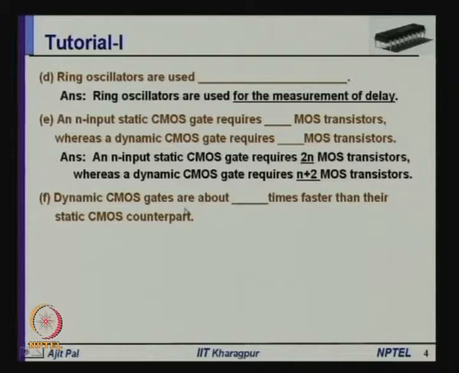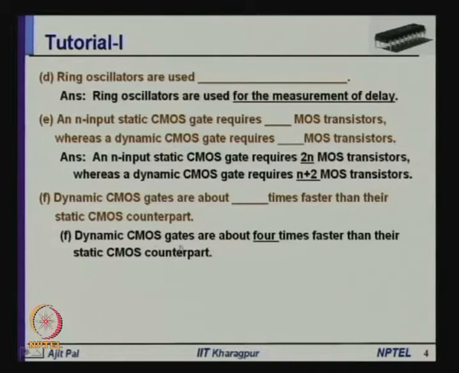Next question is, dynamic CMOS gates are about how many times faster than their static CMOS counterpart. We have explained that the increase in speed occurs because of two reasons. Number one is the number of transistors is almost reduced to half. Secondly, the capacitance that the output will be driving also reduces by a factor of 2. So, half reduction due to reduction in the number of transistors, and another half reduction because of the lesser capacitance. So, we may say that about 4 times increase in speed is possible. So, the answer is dynamic CMOS gates are about 4 times faster than their static CMOS counterpart.